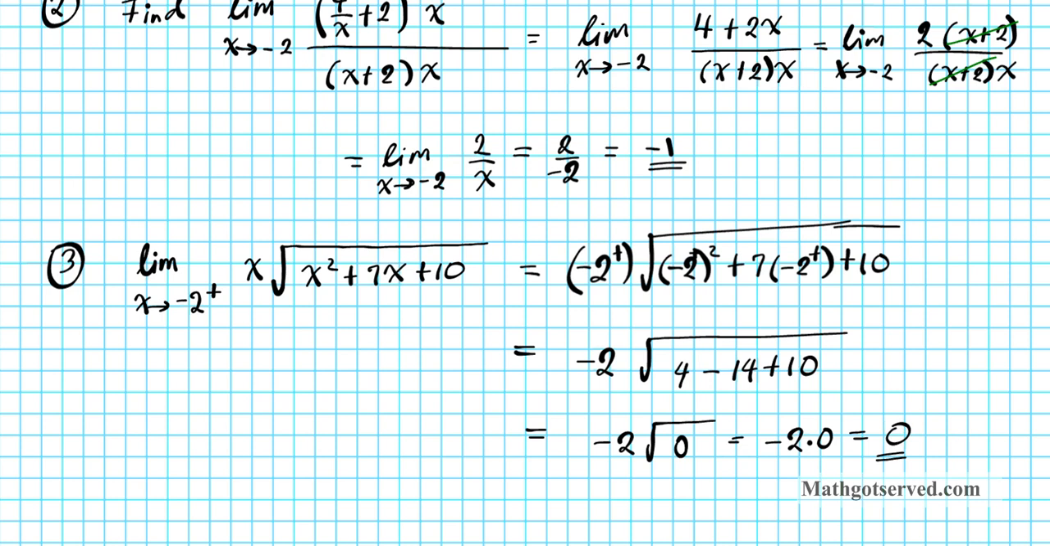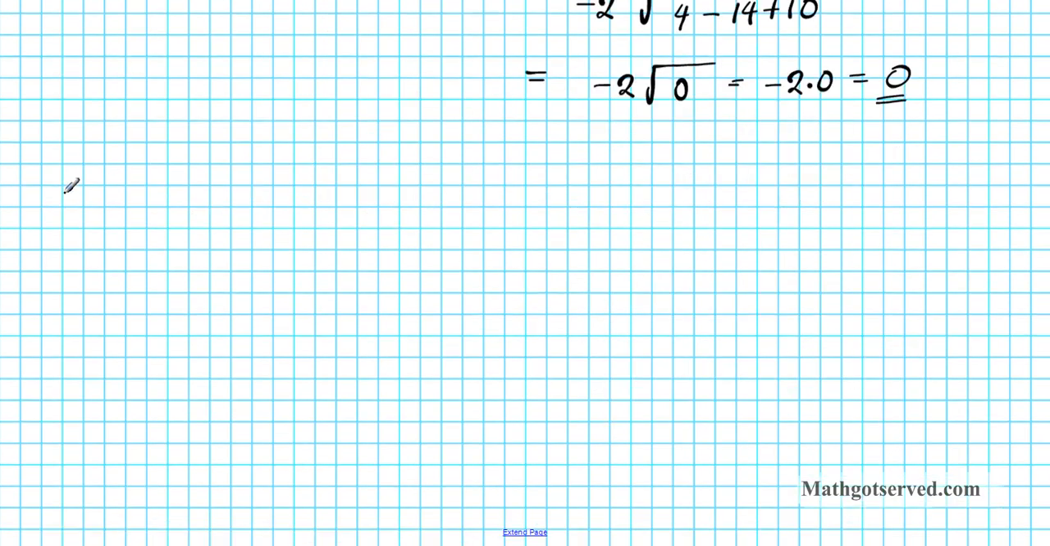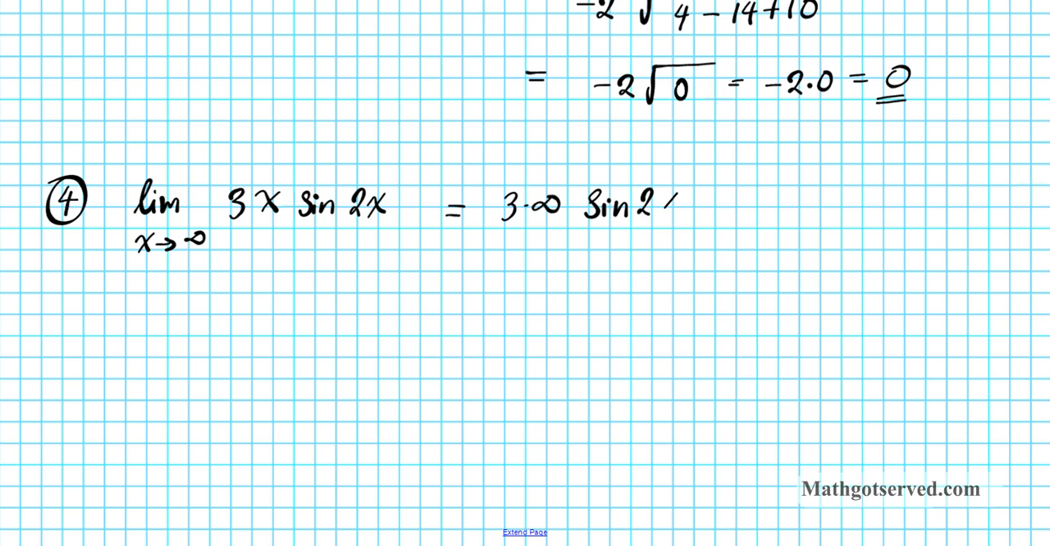Let's move on to question number 4. For question 4, I want to find the limit as x approaches infinity of 3x sine 2x. If we make a direct substitution, what we're going to have is 3 times infinity times sine of 2 times infinity. 3 times infinity we know is infinity, but what is sine of 2 times infinity, which is the same thing as sine of infinity?